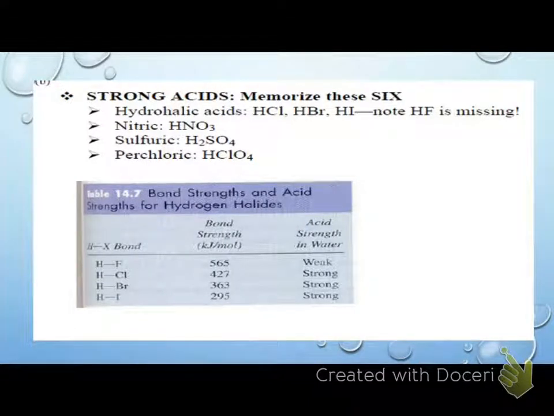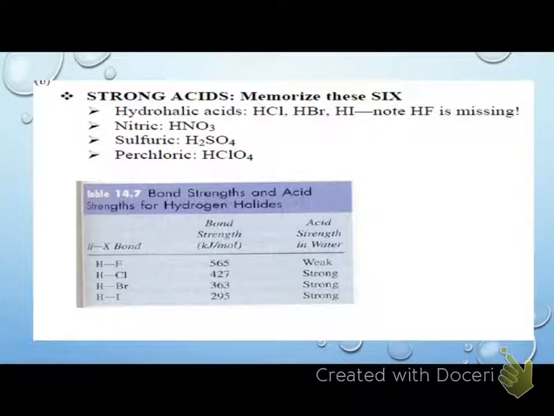Strong acids, you just basically have to memorize the six, the big six. HCl, HBr, HI, nitric, sulfuric, and perchloric acid, okay? Memorize them. No way around that. Memorize them, okay? And the reason that HF is missing is because in your HF, you've got a very strong bond between the H and the F, and so it doesn't break apart. So the strong bond makes it a weak acid because it does not want to break apart.